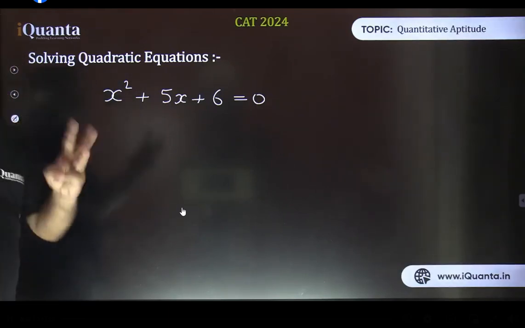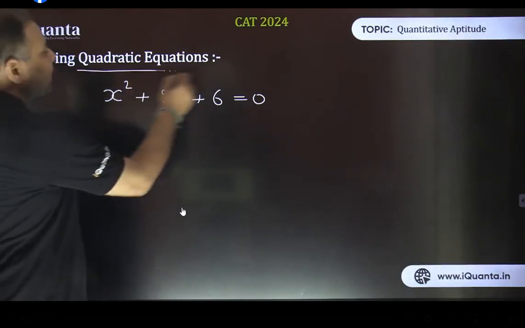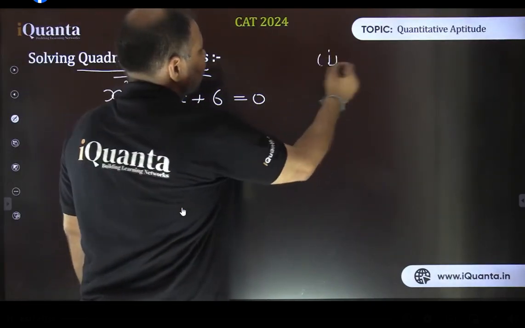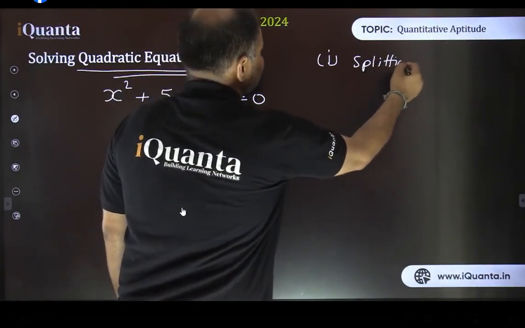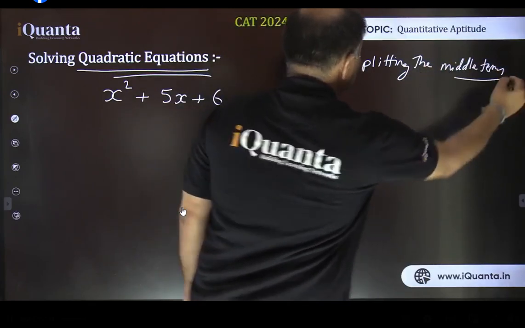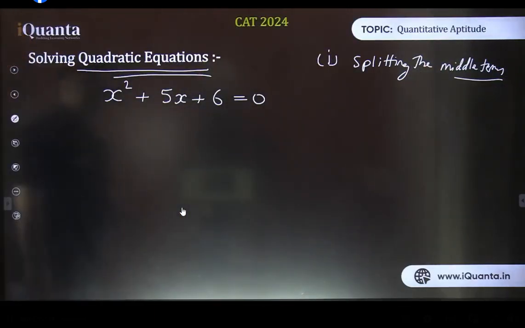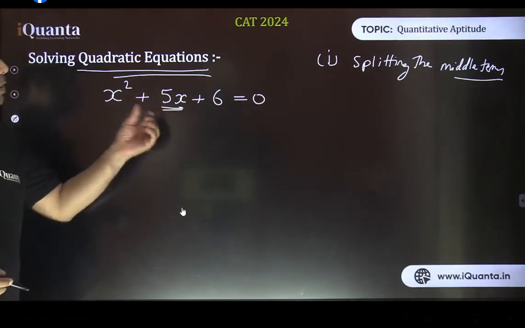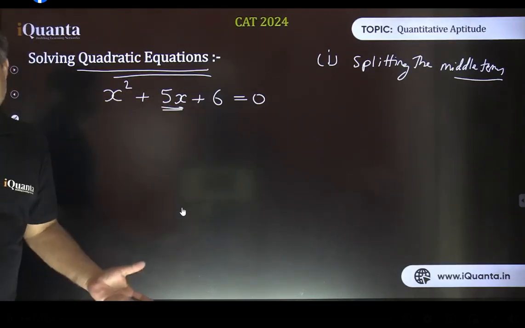So we are going to discuss 3 different methods to solve a quadratic equation. I repeat, we are going to discuss 3 methods. So let's use the first method, that is splitting the middle term. So what is the meaning of splitting the middle term? Splitting the middle term means we break this middle term in 2 parts, so that we can factorize it easily. There must be some common factors.